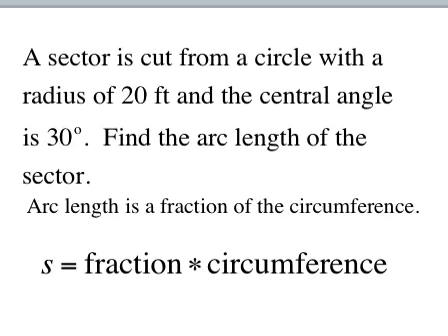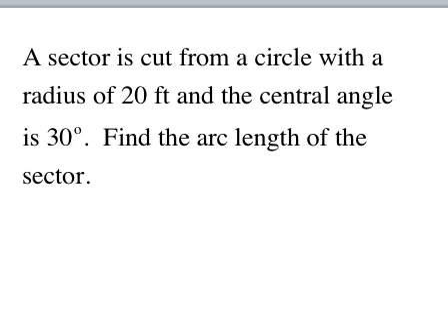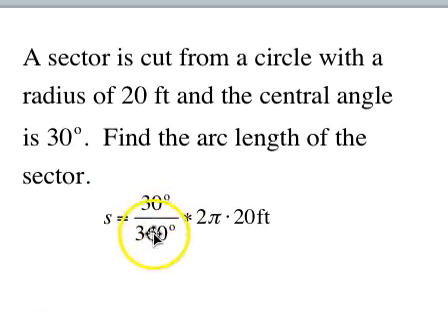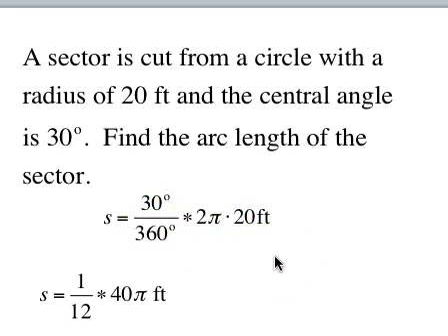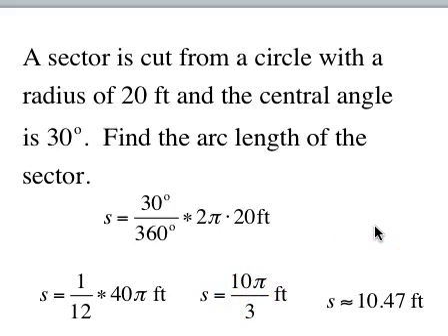What is the entire circumference? That, of course, is 2 pi r. So 30 degrees divided by 360 degrees is our fraction of the circle, times 2 pi times the radius, 2 pi times 20 feet. 30 degrees over 360 degrees is 1/12. 2 pi times 20 is 40 pi feet. So 40 over 12, dividing 40 by 4, I get 10. Divide 12 by 4, I get 3 times pi. And we get that arc length is 10 pi over 3 feet. If you have access to a calculator, that is an arc length of about 10.47 feet.